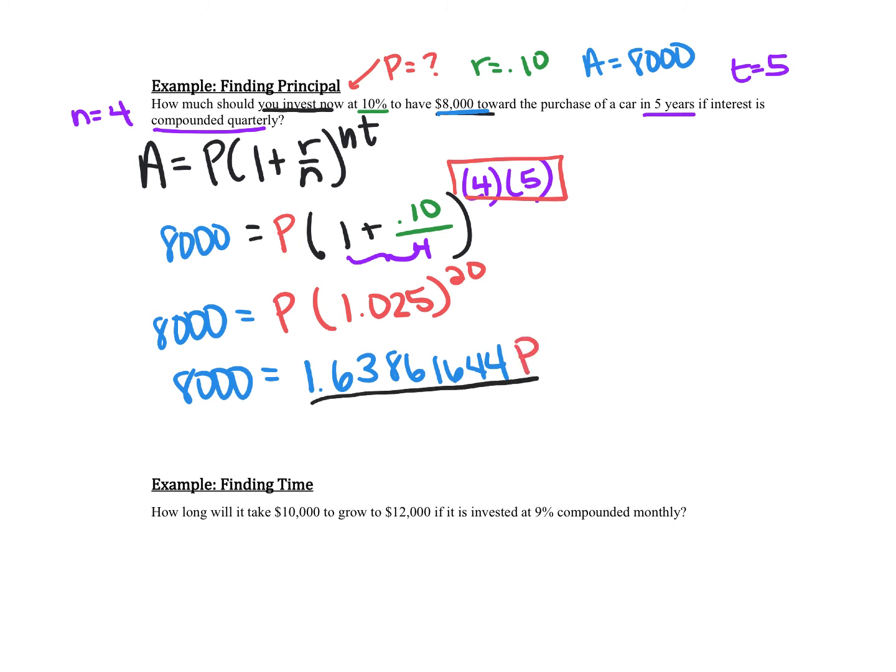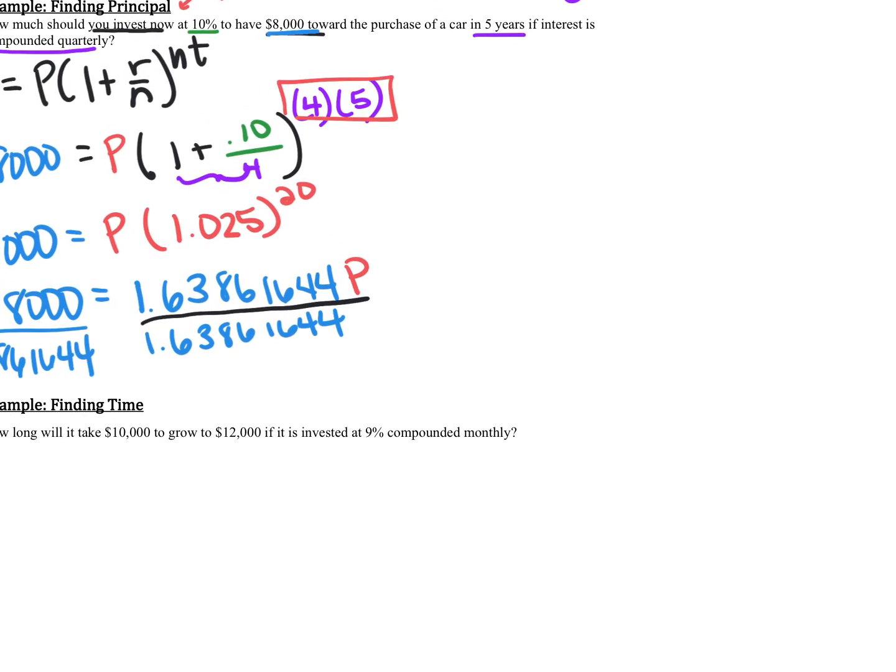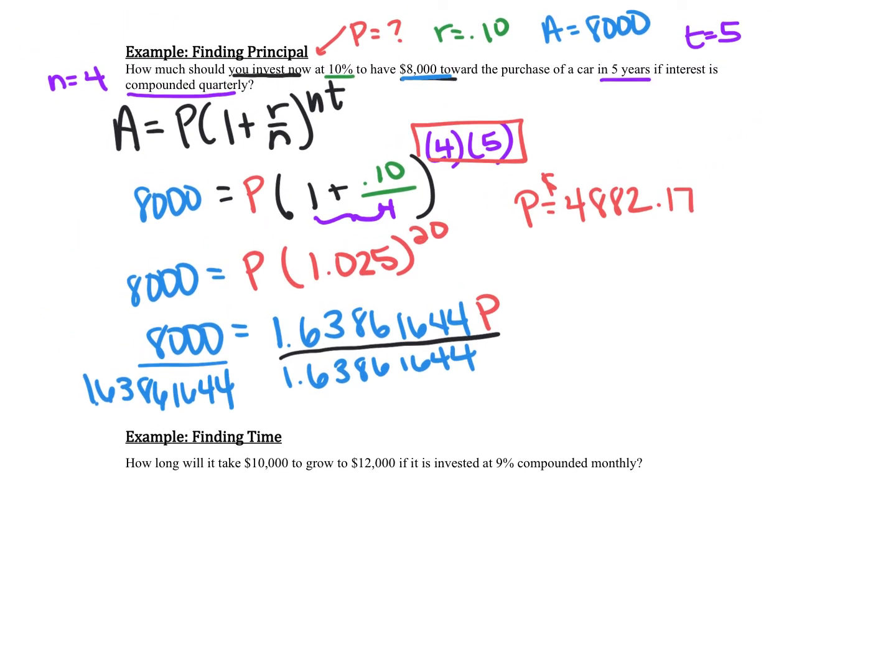If I want to solve for P, I'm going to divide everything by that 1.63861644 on both sides. So when I divide that 8,000 by that, I get a principal. I have to invest a principal of $4,882.17 as my initial investment to reach my goal here. So that's how we solve for the principal variable.